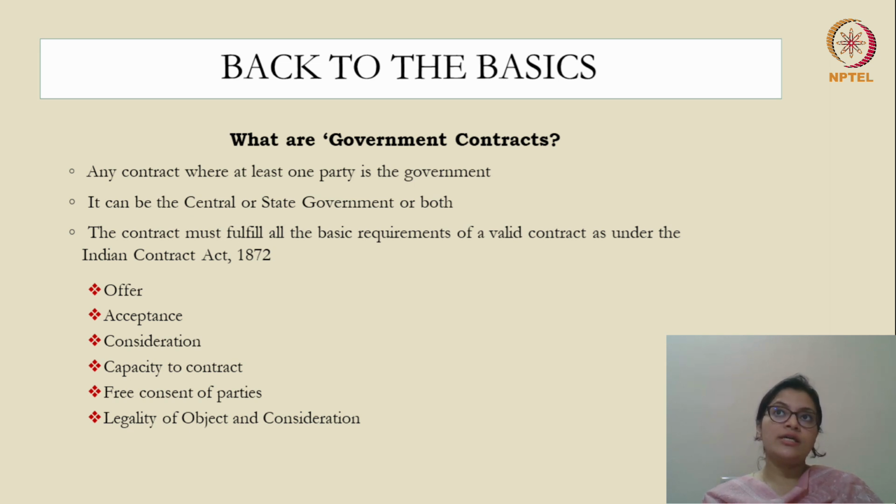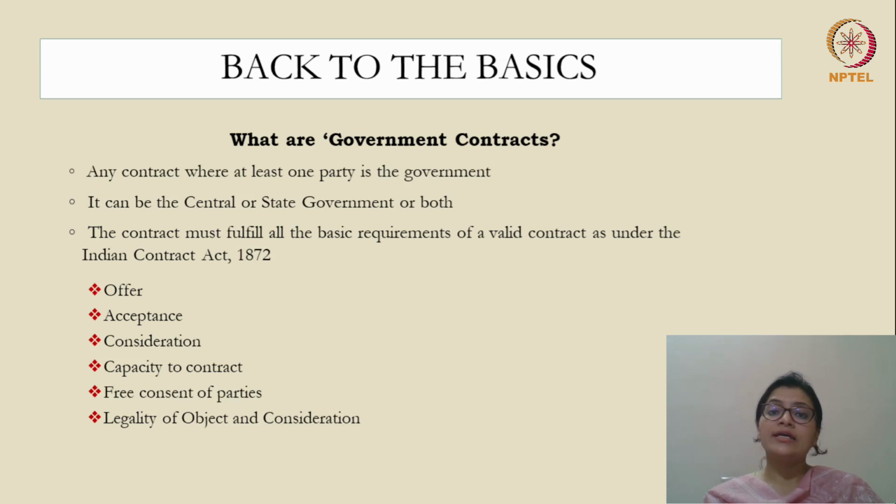contract. That is to say, it must be done by an individual who is of sound mind, who has attained the age of majority. In case of institutions or business enterprises, they must not have been blacklisted, or they must fulfill all the other criteria that have been laid down by the government which is entering into the contract. The contract must be entered into with the free consent of the parties. Just because it is a contract that the government is entering into, there cannot be any undue influence, coercion, or any kind of fraud that is involved.